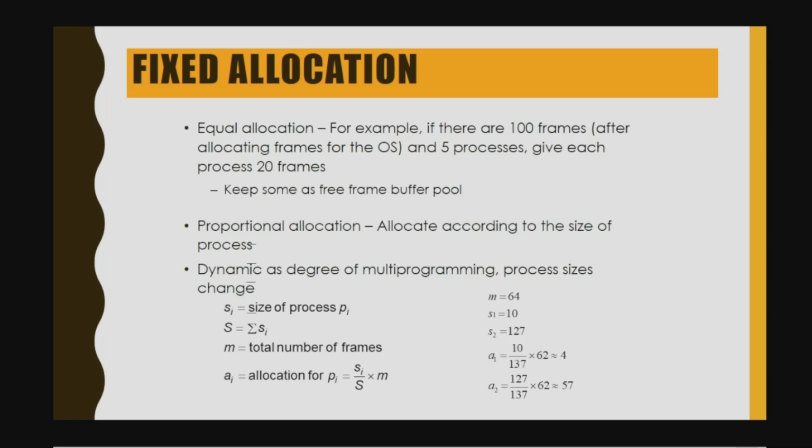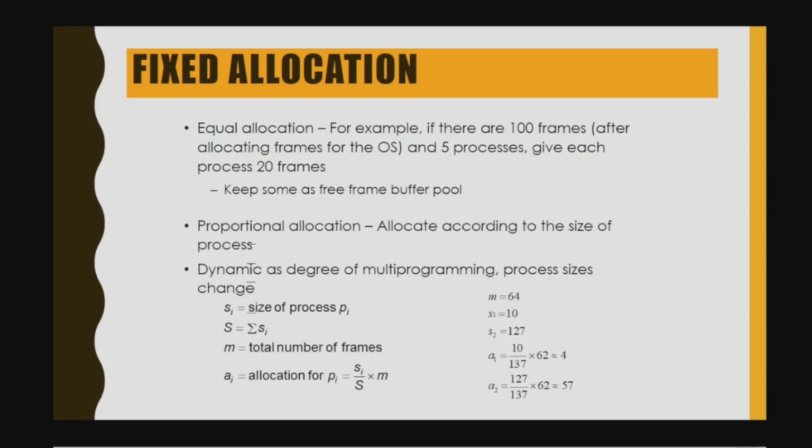Proportional allocation: allocate according to the size of the process. So it depends on the process size. Dynamic, as the degree of multiprogramming and process sizes change. So the size of process p_i is s_i, S is the sum of all sizes, and m is the total number of frames. a_i is the allocation for process p_i, which is s_i divided by S, times m.